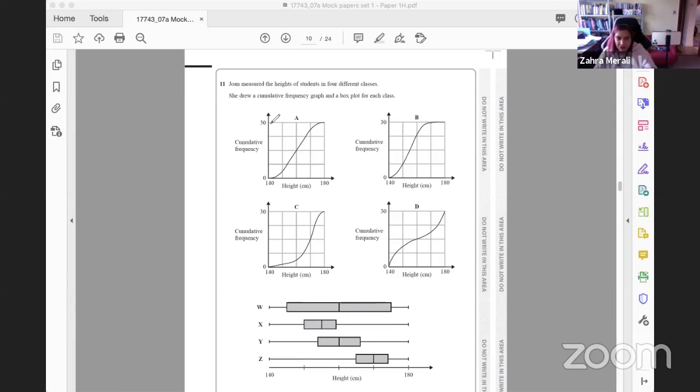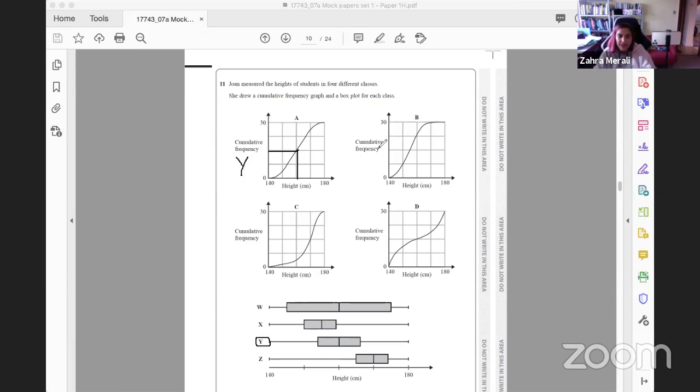So in terms of a cumulative frequency graph, if I go halfway here and I read this value off, this gives me the median. So for example, for A, I can see that the median is exactly halfway between 140 and 180. Because if I go along here and I go down, that's going to be my median for A. So hopefully you can see the one that matches that is this one over here. So you've got this Y here. So we know that A is going to match up to Y.